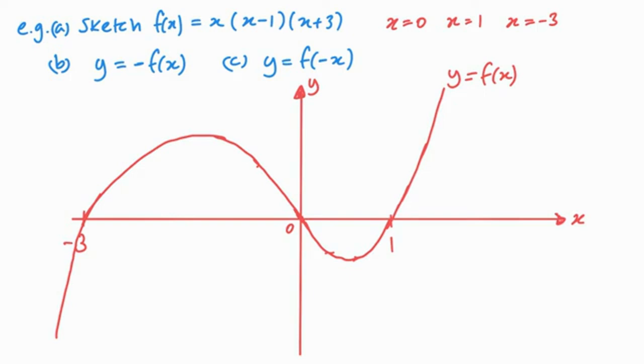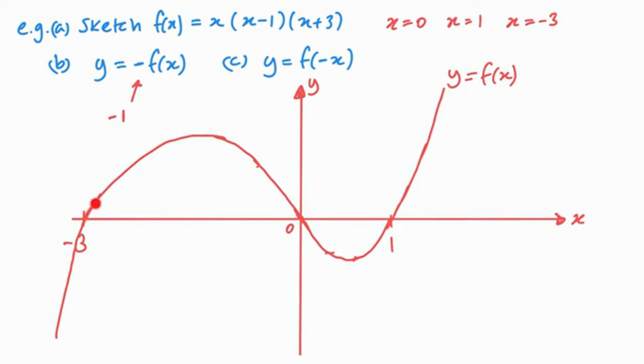So part B, you can see there is a minus sign outside. So what that means is it's effectively a scale factor of -1. And what's outside affects the y values or the vertical values. So what that means is that all of my positive y's would become negative y's because I'm multiplying them by -1, and all of my negative y's would become positive y's.